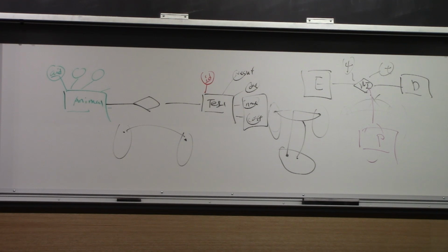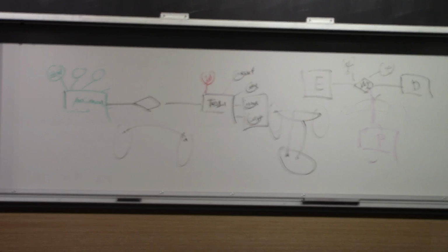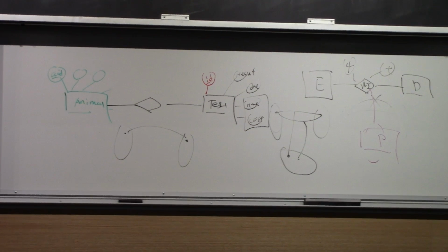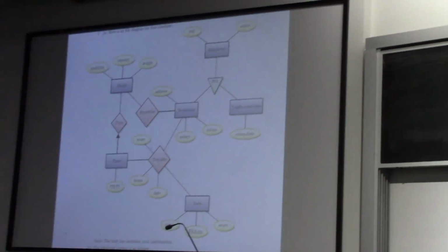And note that there is a total participation constraint on the plane side, but not on the model side. I may have a model that in my fleet I don't have any plane belonging to that model. But every plane in my fleet must be of a particular model. So there's a total participation constraint on the plane side, but not on the model side. Do all of you follow me?